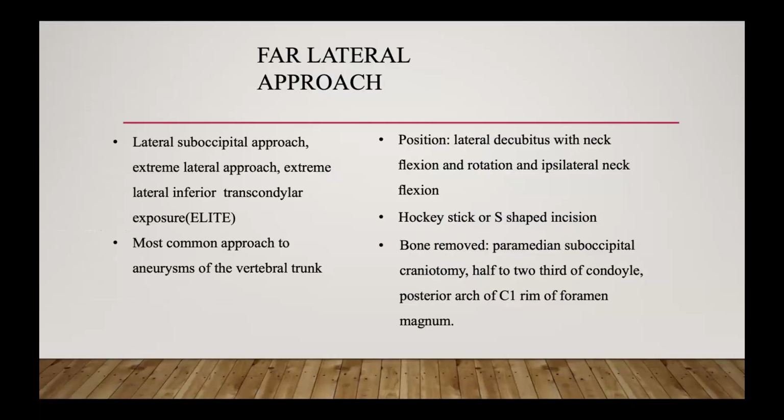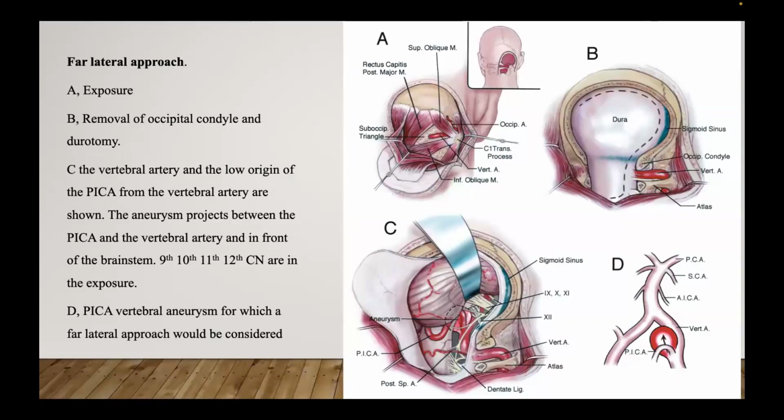So we can also do the far lateral approach, mainly in aneurysms. It is in fact the most common surgical approach to treat the aneurysms of the vertebral trunk. The patient is usually positioned in lateral decubitus position with a hockey stick shaped incision, and then this is the dural incision, and then the vertebral artery and the lower origin of the PICA we can well appreciate in this diagram. And the aneurysm usually projects between the PICA and vertebral artery in front of the brainstem and the lower cranial nerves. As you can see here, this is the PICA vertebral aneurysm, for which a far lateral approach is the ideal approach and can be considered.